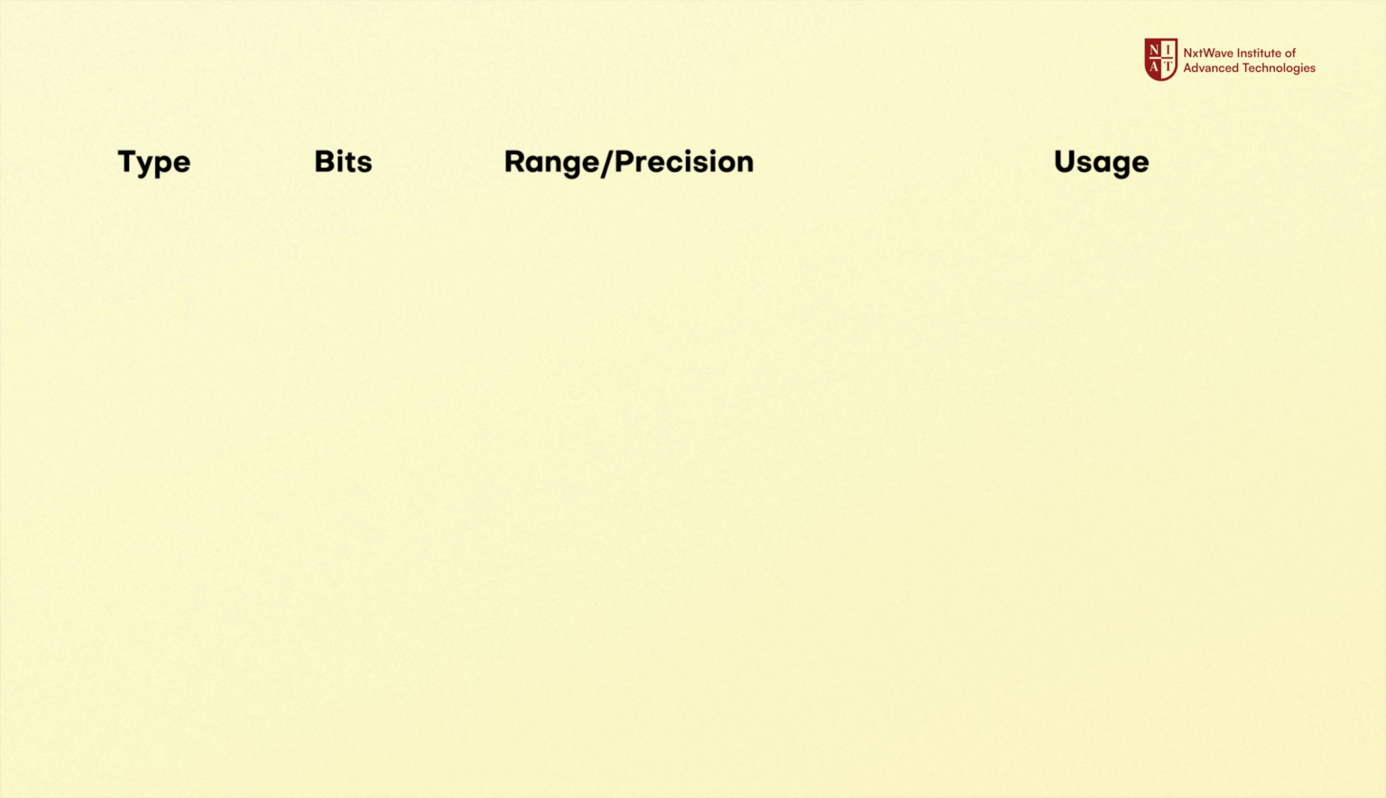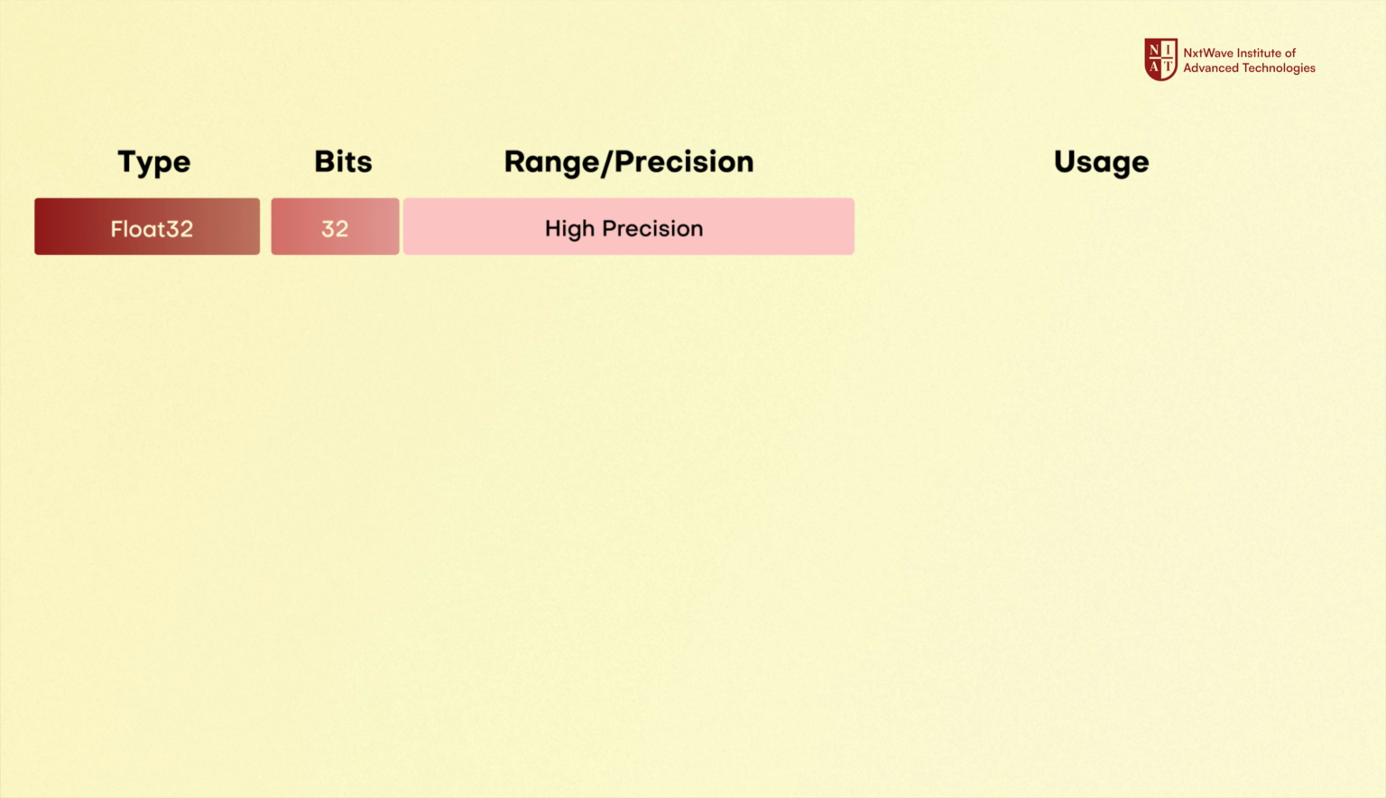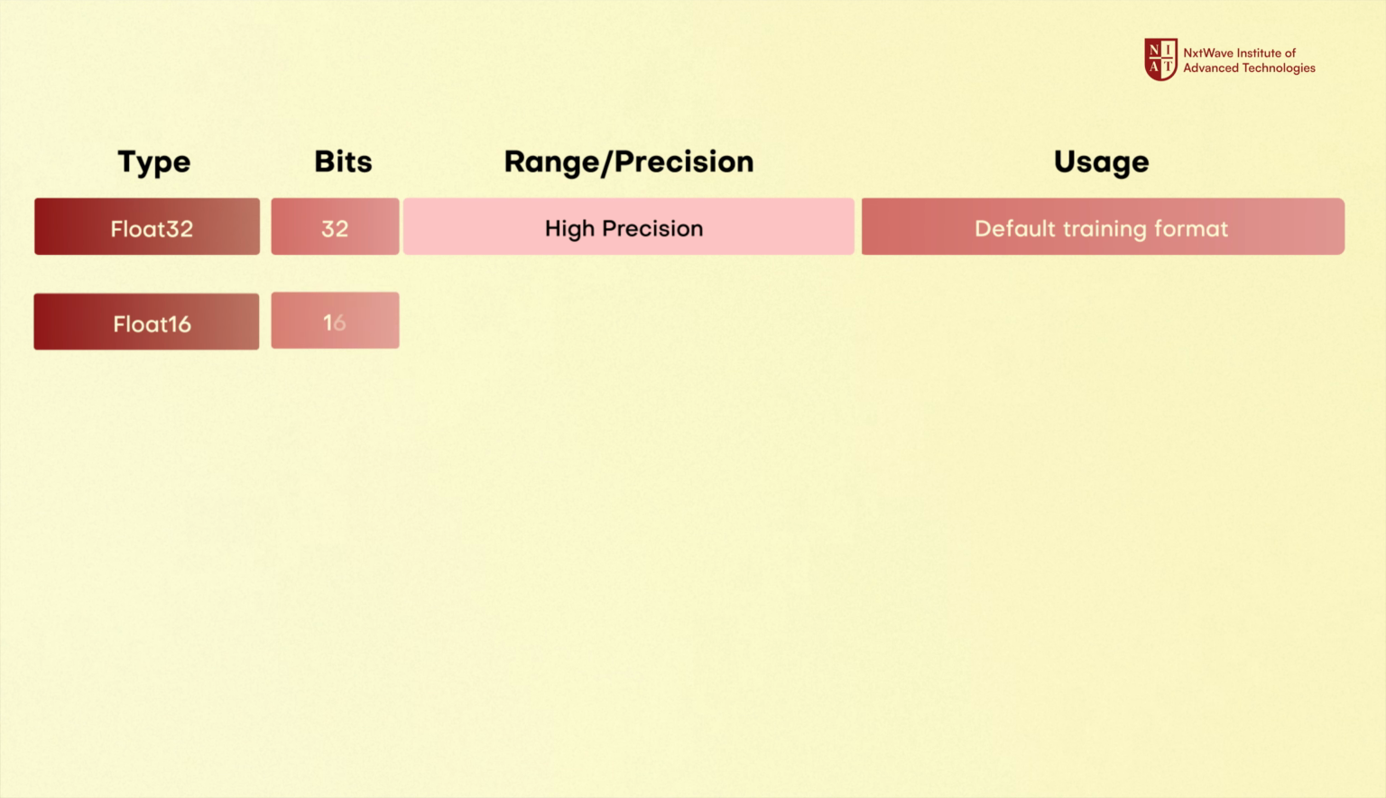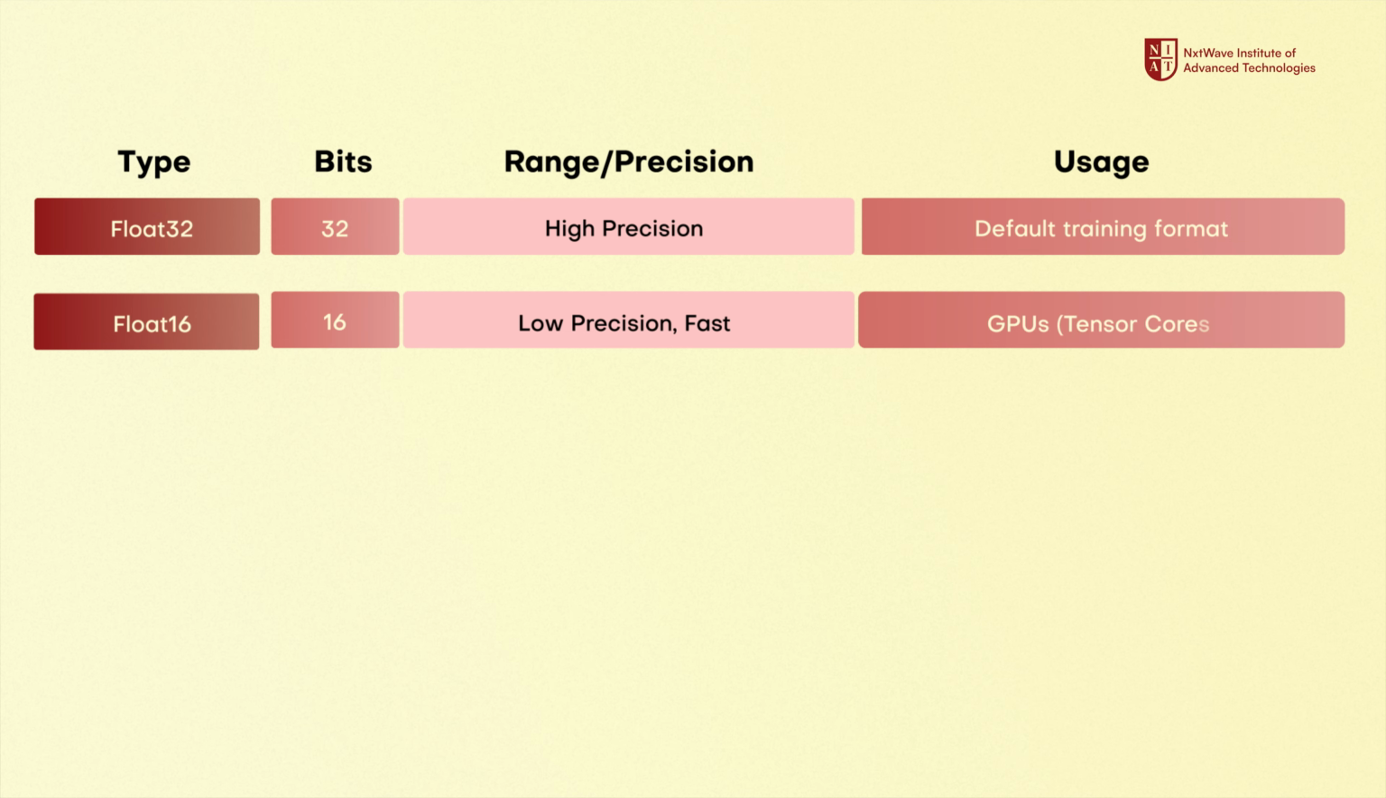So far, we've talked about how quantization reduces the precision of weights and activations. But what exactly are these lower precision formats we keep mentioning? Let's put them side by side and understand their strengths. Float 32, the gold standard for training. High precision but heavy. Think of it like the DSLR of numerical formats. Float 16, half the bits. Still decent precision, supported by most modern GPUs via tensor cores. Great for accelerating training without too much compromise.